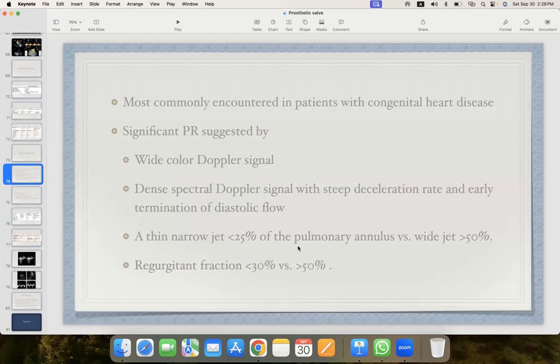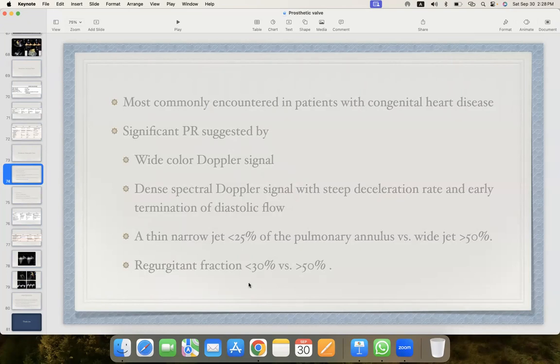We can calculate the regurgitant volume and regurgitant fraction. We're gonna use the same method here. You calculate the stroke volume across the RVOT and the stroke volume across the LVOT, subtract, and divide by the total stroke volume of the RVOT. And from that, you can calculate the regurgitant fraction, assuming that you don't have aortic regurg. If it's more than 50%, you consider it as severe pulmonary regurg.